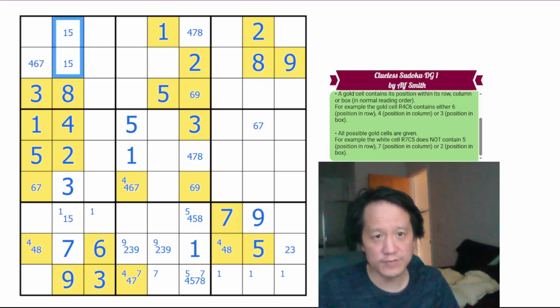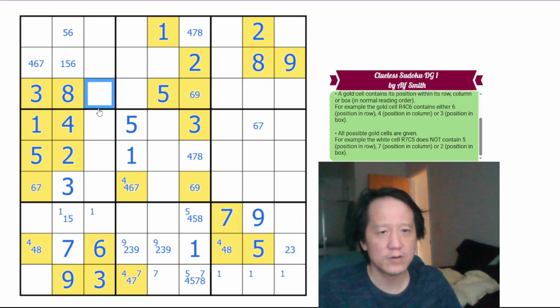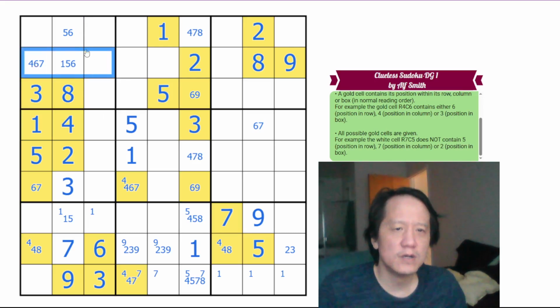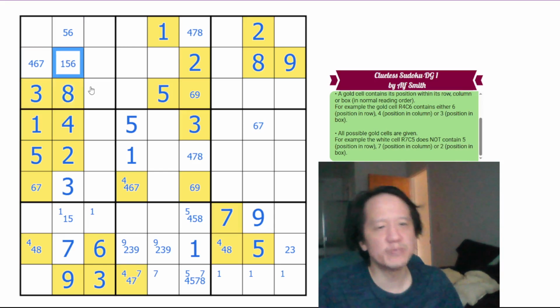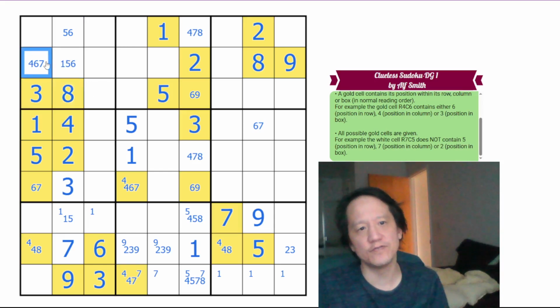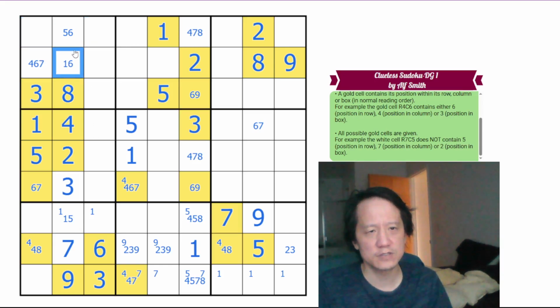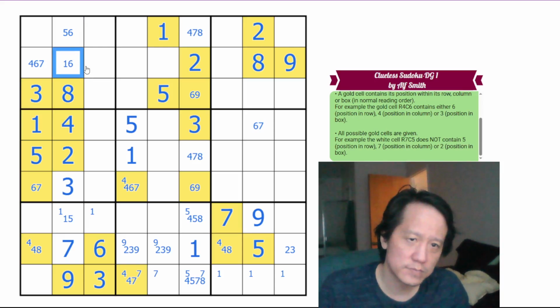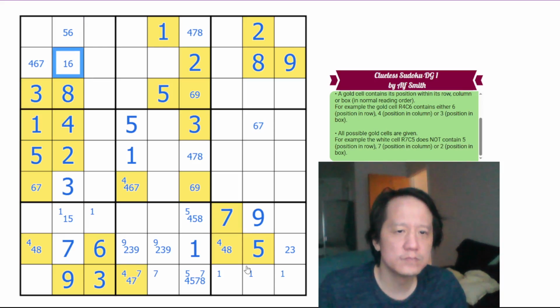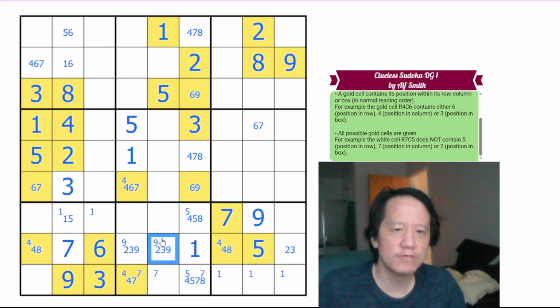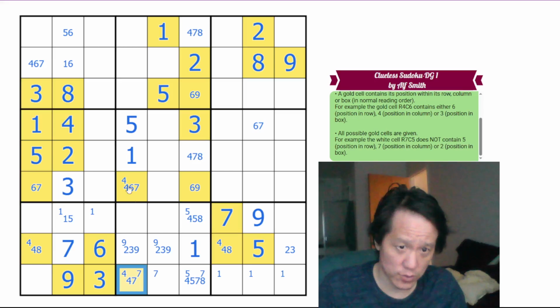We have 1, 5, 6 here, and 1 can't be here. This cannot be 5 because it's in the 5th position in the box. So this is 1 or 6. What else do we have? One of these digits is 4.